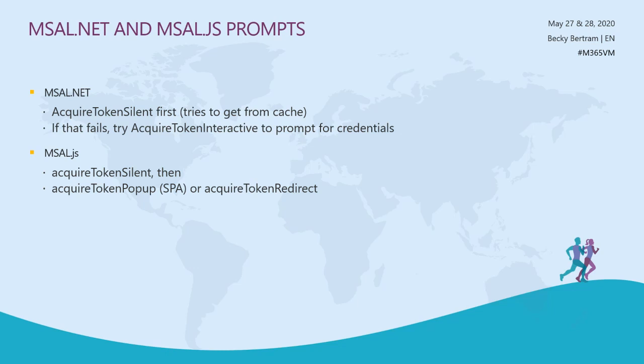The first thing you're going to do is use acquire token silent, and this will grab the token from the cache. If your token's about to expire and you need to grab a new token silently without interrupting the user, and there's still a live token in the cache, then you can grab that. If that token has already expired, then you're going to try acquire token interactive if you're using .NET, or acquire token pop-up if it's a single page app, or acquire token redirect if you're able to redirect to a different page using MSAL.js.